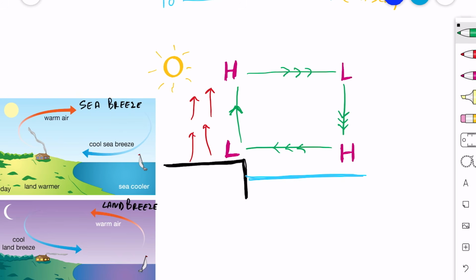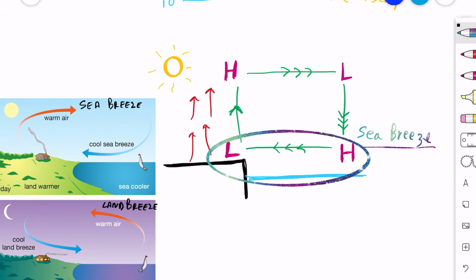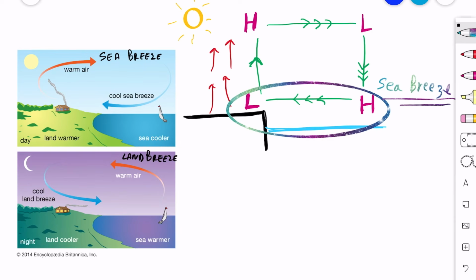So this is a cycle, and this wind that blows from the sea to the land is known as the sea breeze. Now a similar thing happens at night. It is known as the land breeze. This is after the sunset, when the land cools down faster than the sea. So a reversal of the sea breeze takes place.